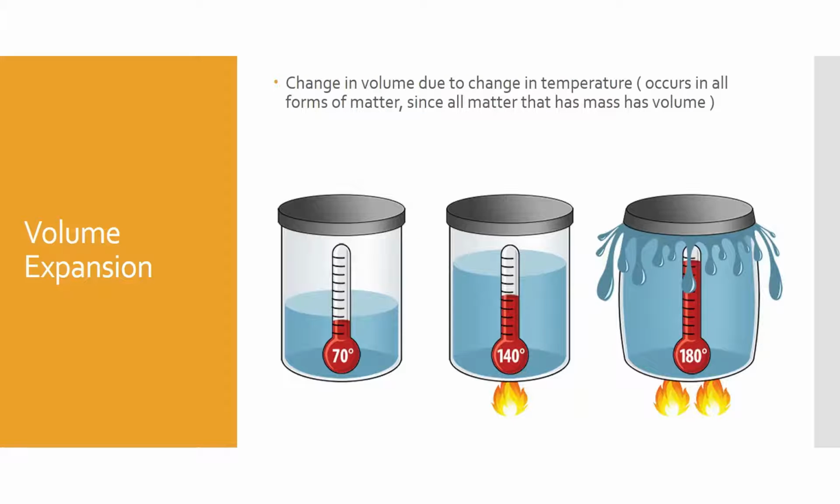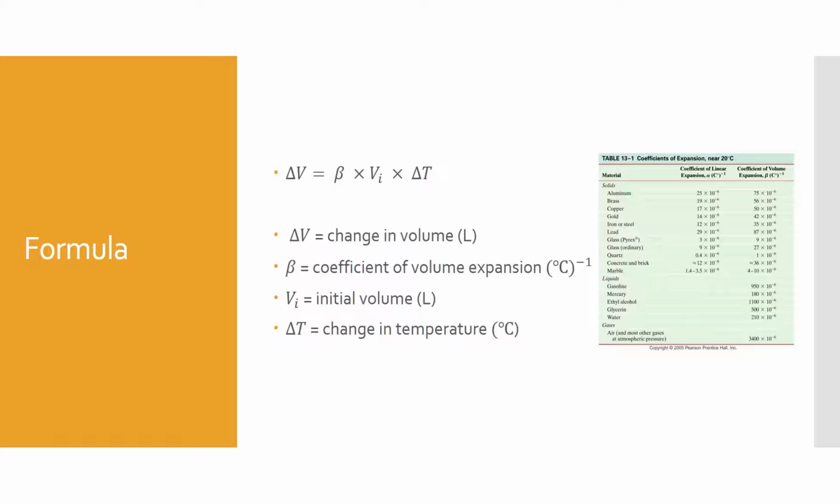Next, let's take a look at volume expansion. Volume expansion can be described as a change in volume due to the change of temperature. But unlike linear expansion, this can occur in all forms of matter, since all matter that has mass has volume. So the formula for volume expansion is similar to linear expansion, but instead we use the coefficient of volume expansion, which again, every material has a different coefficient.